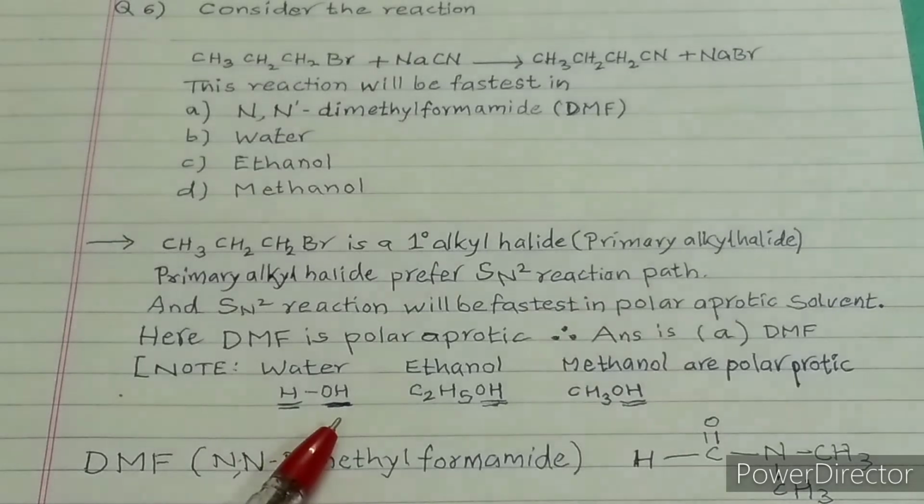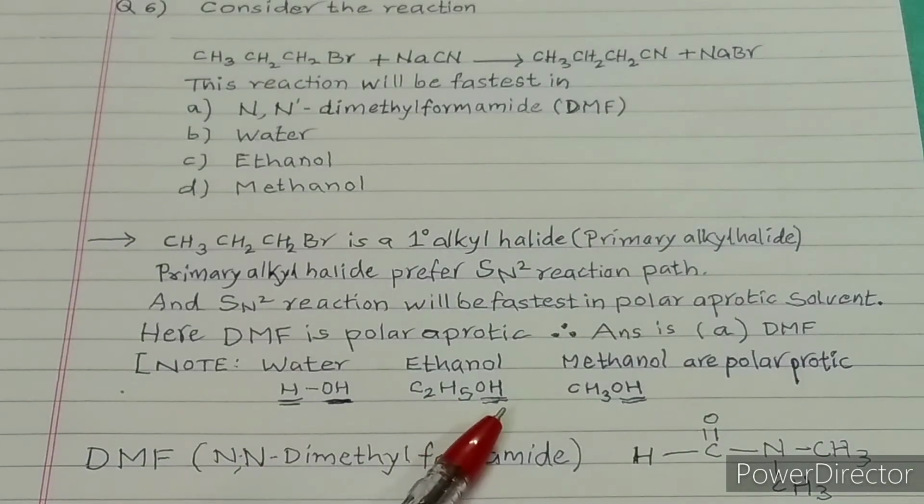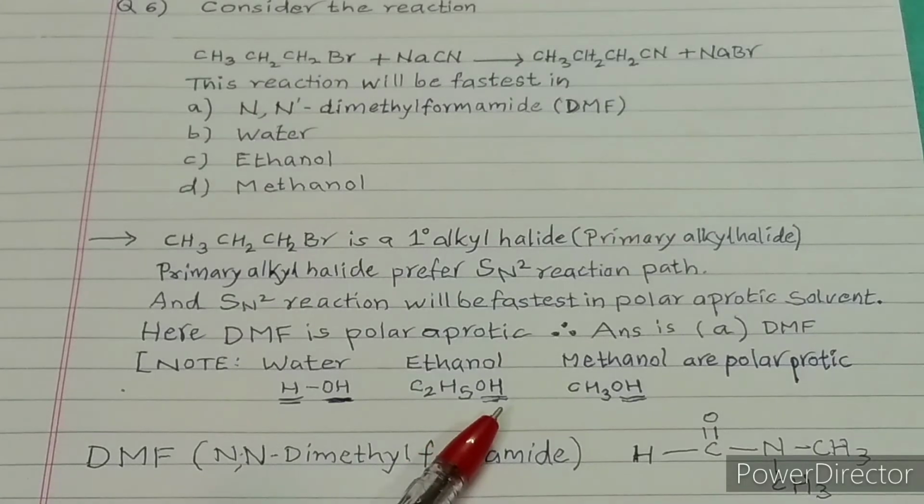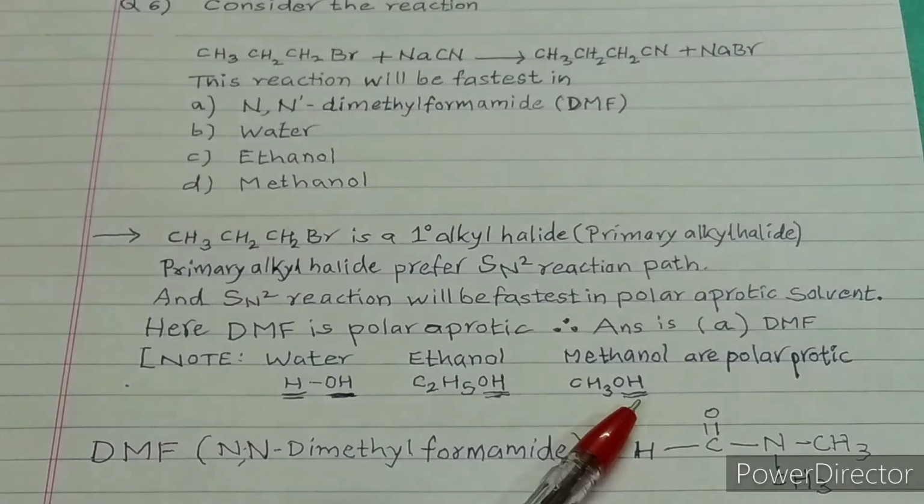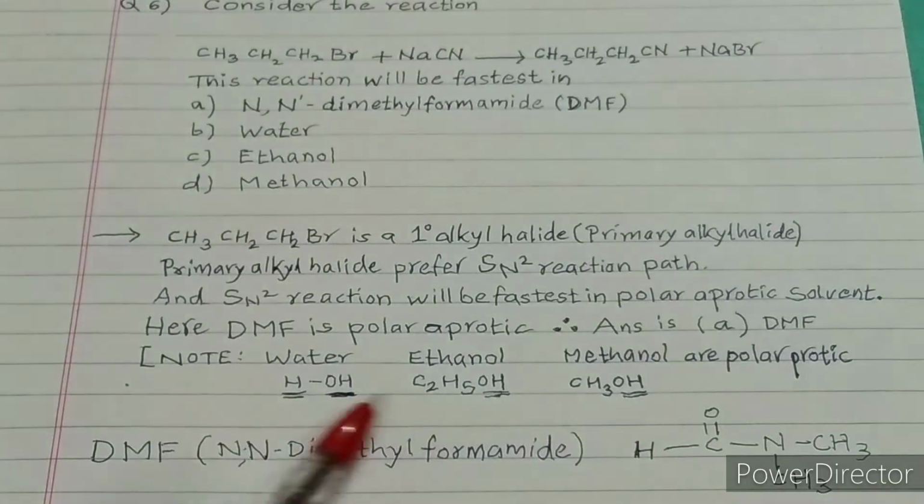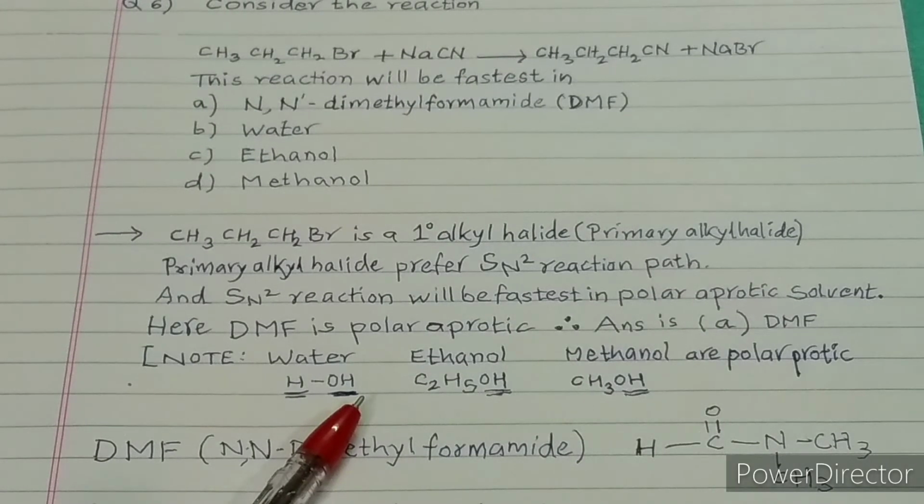Water is a polar protic solvent. Ethanol is also a polar protic solvent because it has an OH group, and methanol is also a polar protic solvent because it also has an OH group. Therefore polar protic solvents contain either an OH group or an NH group, and these polar protic solvents are favorable for the SN1 reaction, and SN1 reactions go fastest in polar protic solvents.